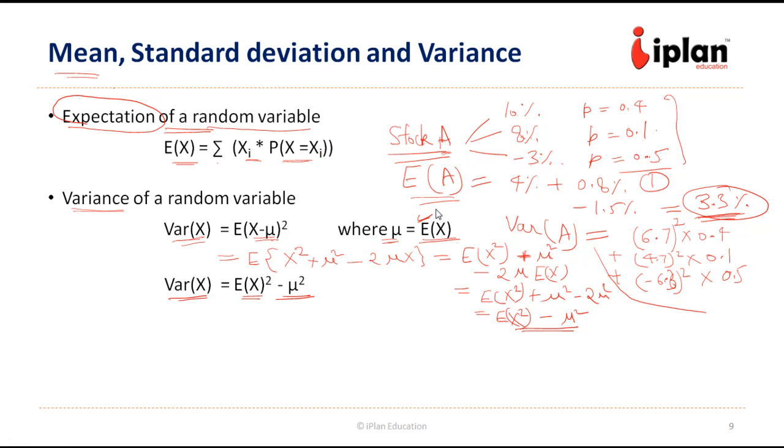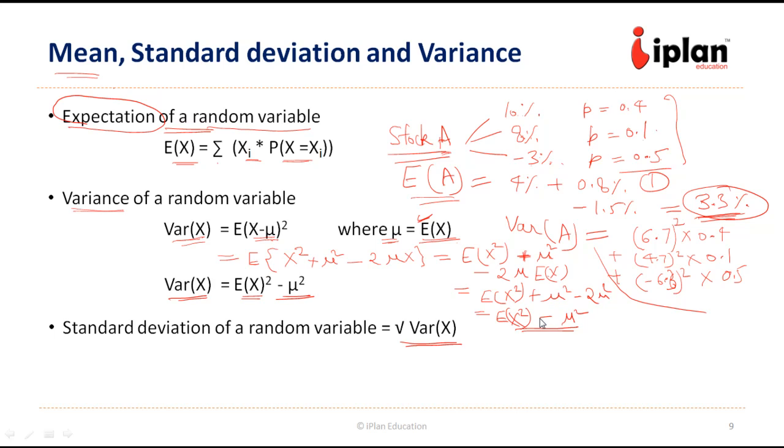Now another parameter of the variation in a random variable is standard deviation, which is nothing but the square root of variance. So it will be calculated in the same way. We just take the square root in order to find out the standard deviation.